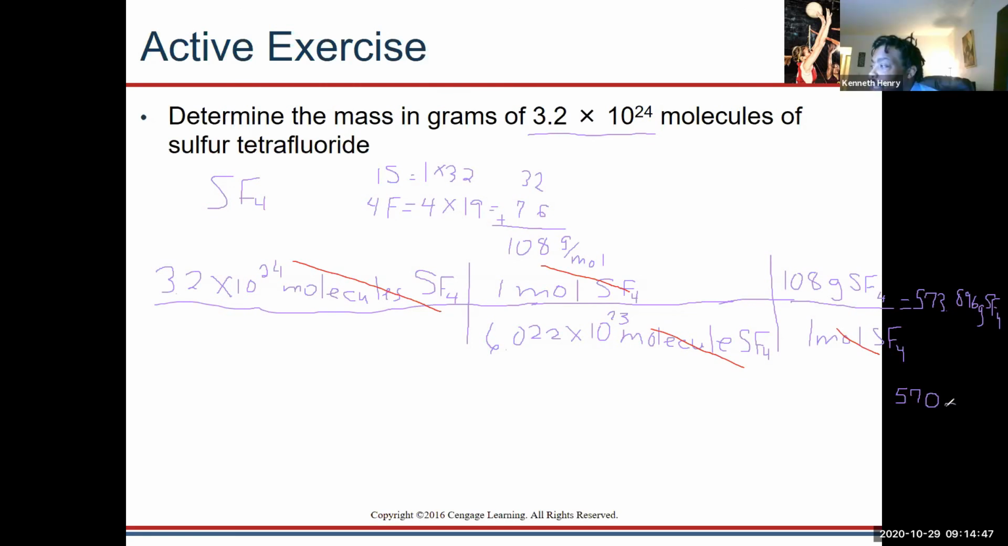The answer should be 570. 2 significant figures, right? 1, 2. That 0 is insignificant. Remember, we need to use those zeros for placeholders. So don't forget everything that you learned in the beginning. Don't throw that stuff out the window. You're still going to need it. Okay?